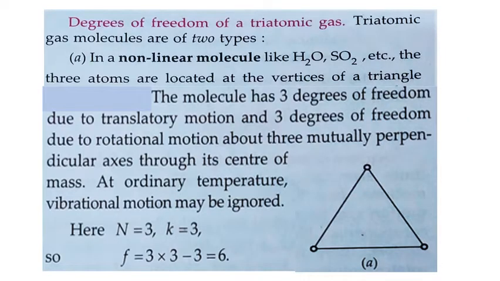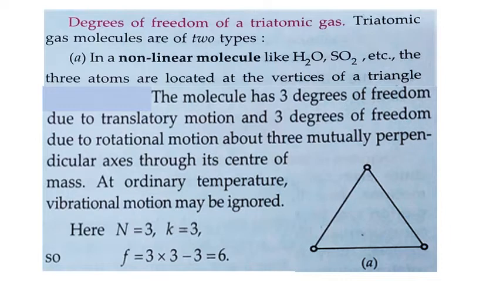Let's find out the degrees of freedom for a triatomic gas. For a triatomic gas, molecules are of two types. If they form a non-linear molecule structure like water, H2O, SO2, then the three atoms are located at the vertices of a triangle.